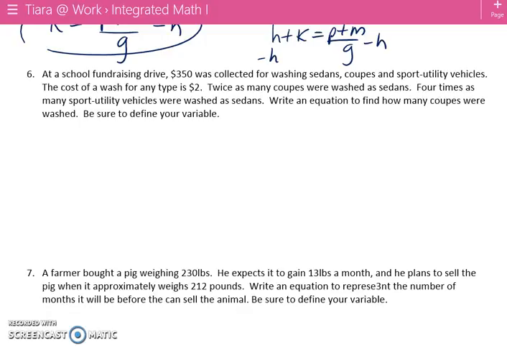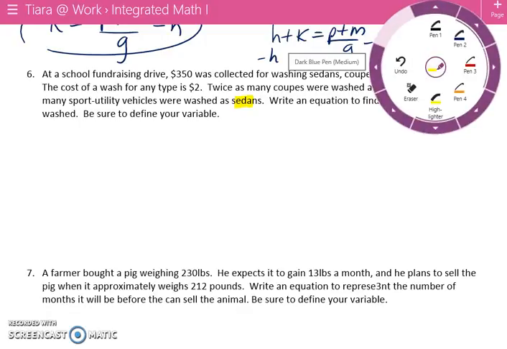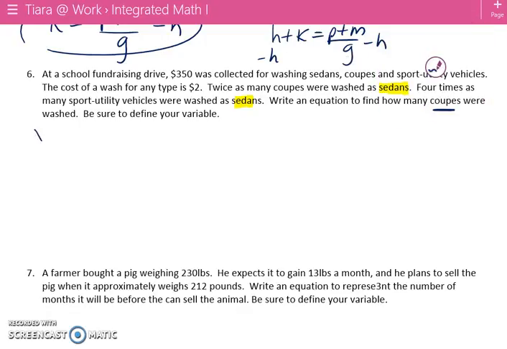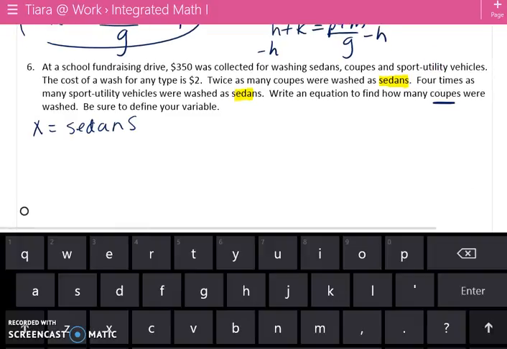So the big mistake people made here was in defining their variable. Although I'm looking for coupes, I need to pay attention and recognize what is the most important car that's been mentioned here? Sedans. Coupes were related to sedans, as well as the sport utility vehicles. So actually, I want my variable to represent sedans. Once my variable represents sedans, I can build my equation. All right, so what do I know?